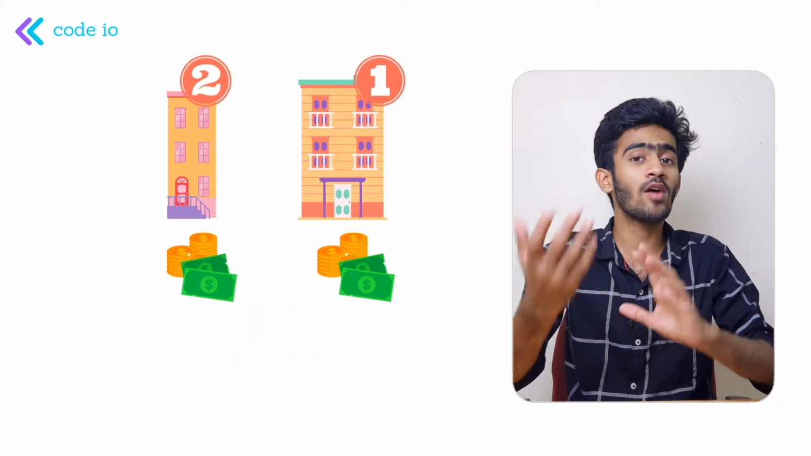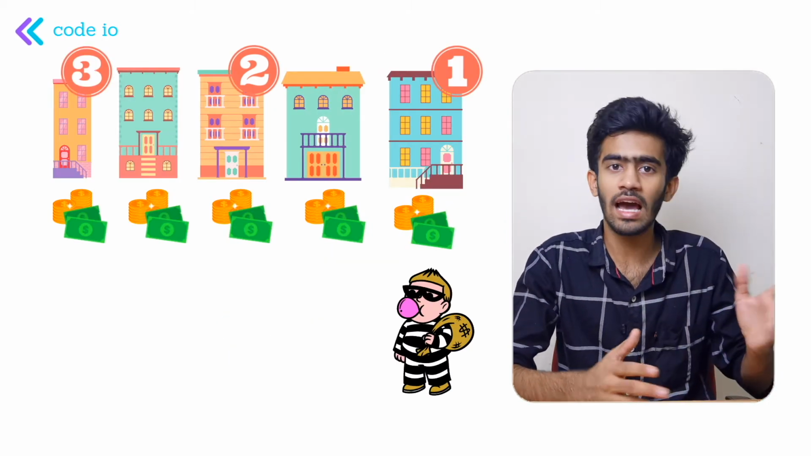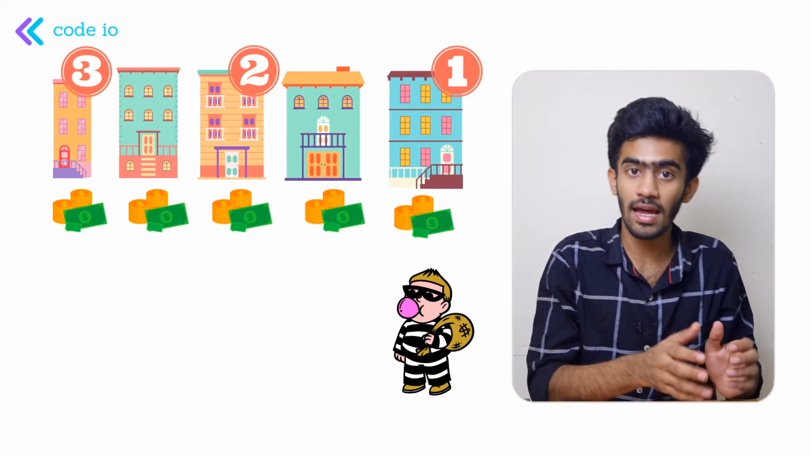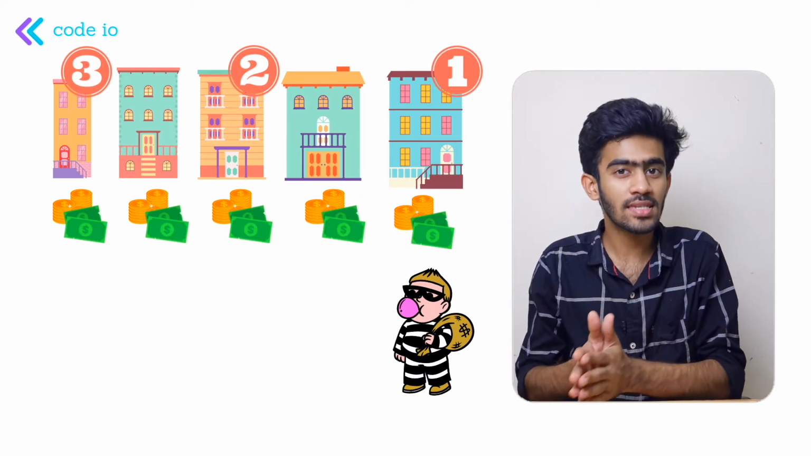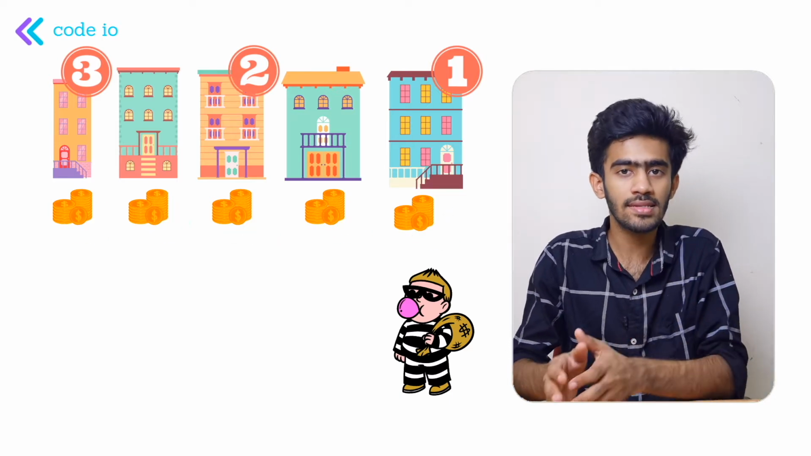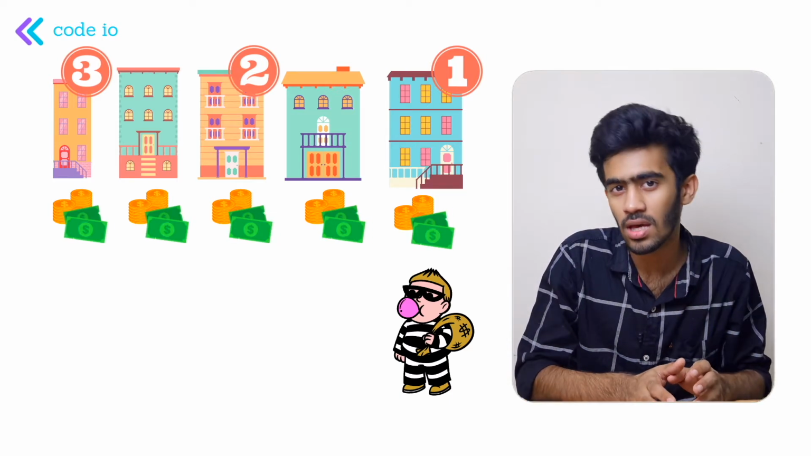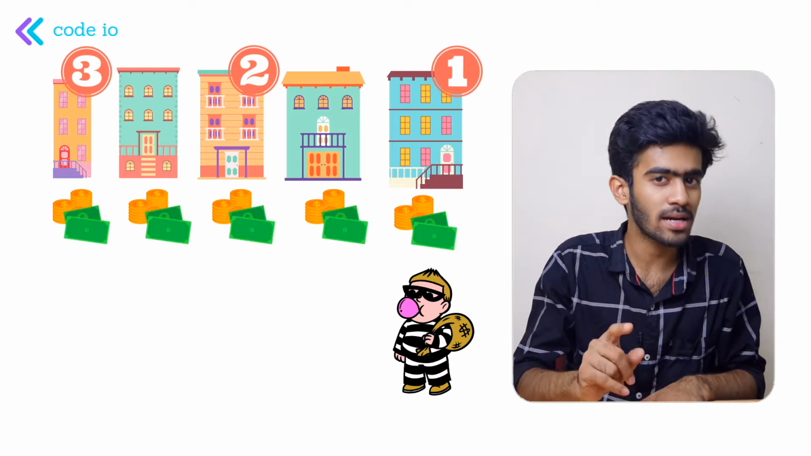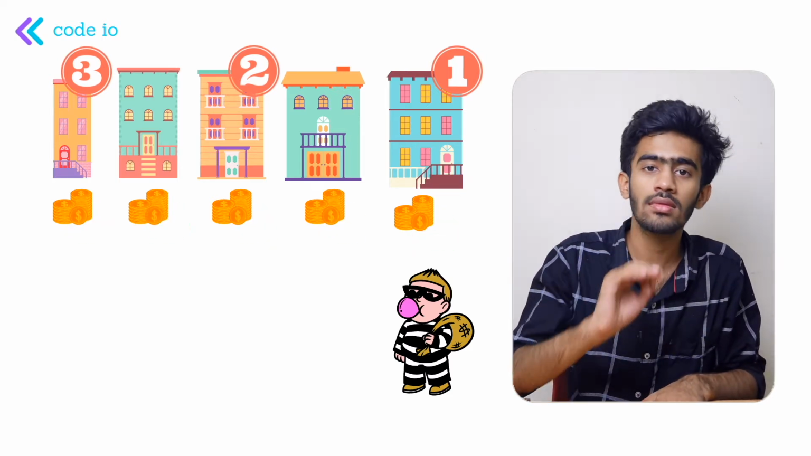So if we have an odd number of houses, in this case 5 houses, then he would steal from the 1st, 3rd and 5th house. But if he starts from the second house, he would have just 2 houses, that is the 2nd and the 4th house. In that case, he would have stolen just 20 rupees, but in the earlier case, he would have stolen 30 rupees.